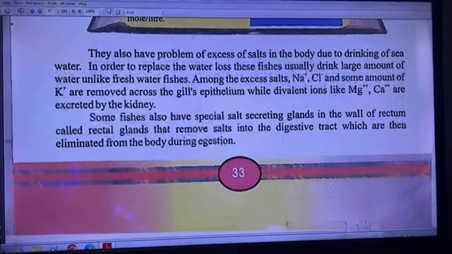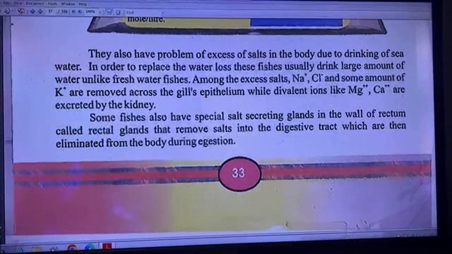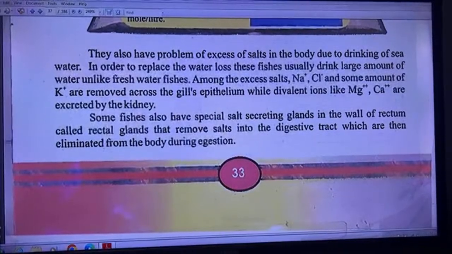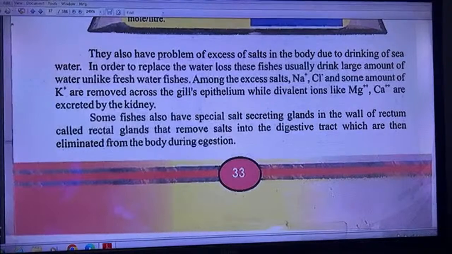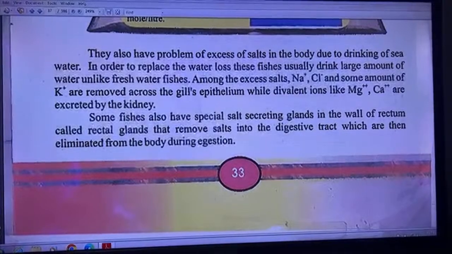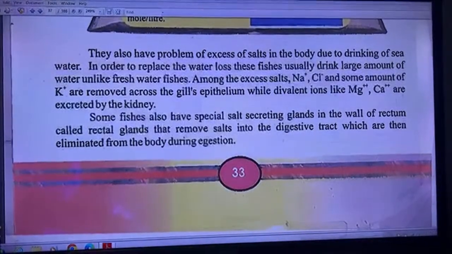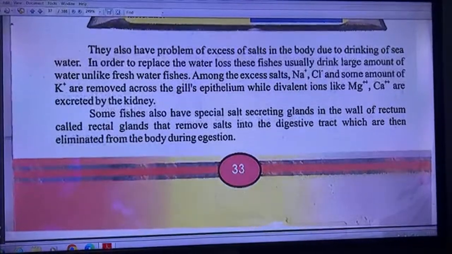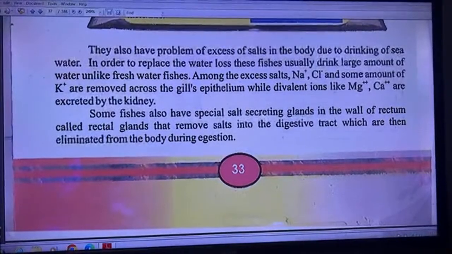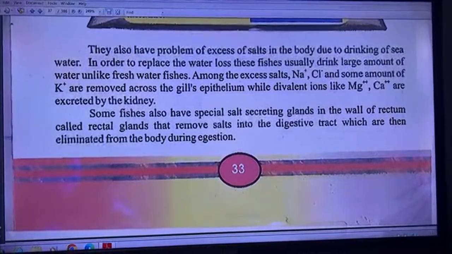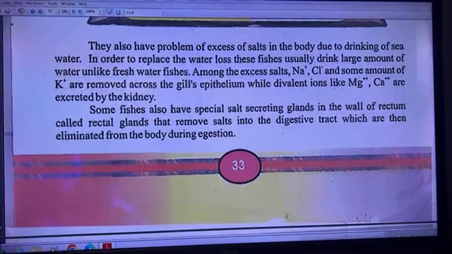They also have the problem of excess salts in the body due to drinking seawater in order to replace the water loss. These fishes usually drink large amounts of water. Unlike freshwater fishes, among the excess salts, NaCl and some amount of potassium are removed across the gill epithelium, while the divalent ions like magnesium and calcium are excreted by the kidney. Some fishes also have special salt-secreting glands in the wall of the rectum, called rectal glands, that remove salts into the digestive tract, which are then eliminated from the body during digestion.